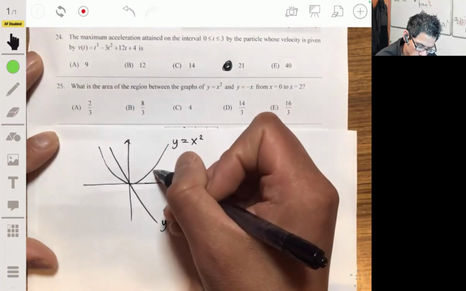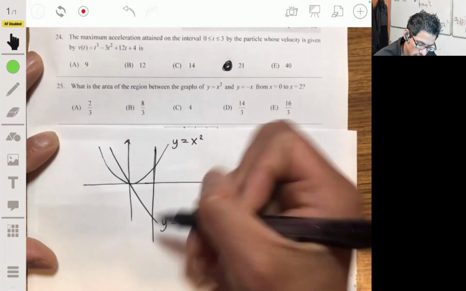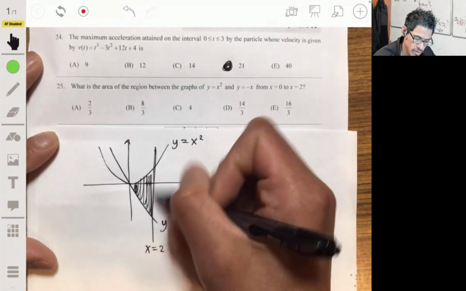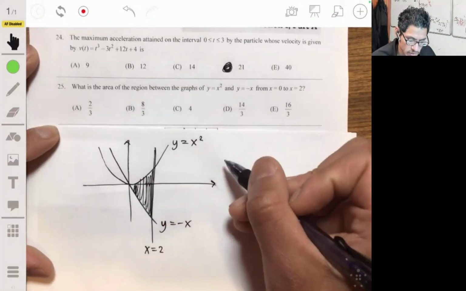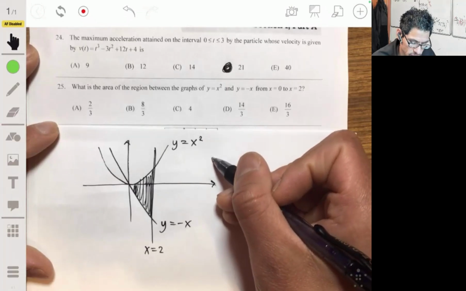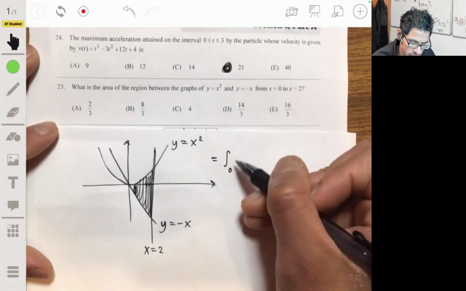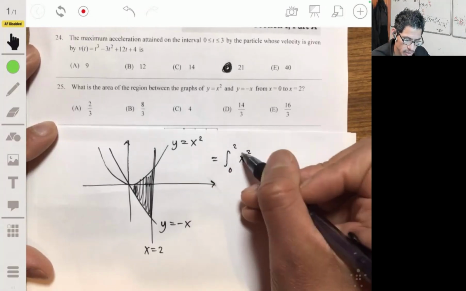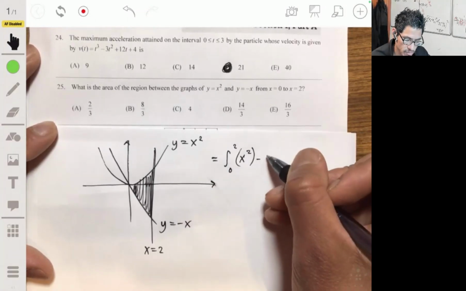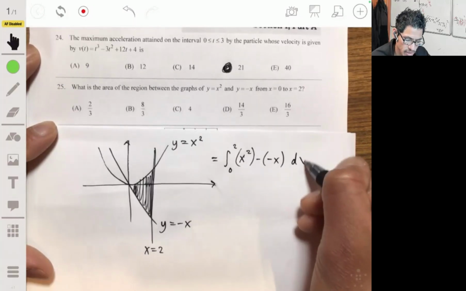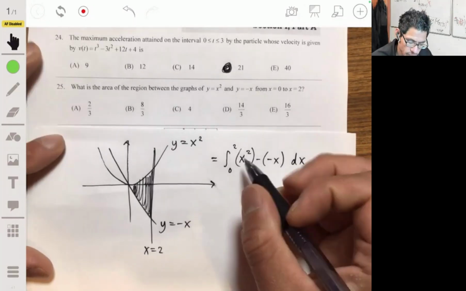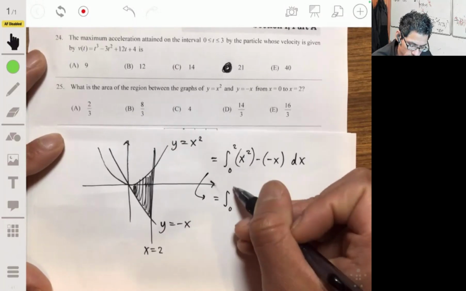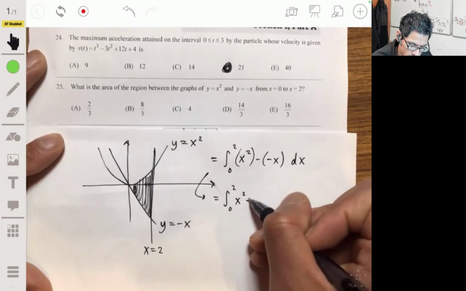From 0 to 2, let's make this line x equals 2. So we're just trying to find essentially this area. So this is going to be equal to the integral from 0 to 2, the top function, x squared, minus the bottom function, which is negative x. Integrating this, this just becomes the integral of x squared plus x dx.